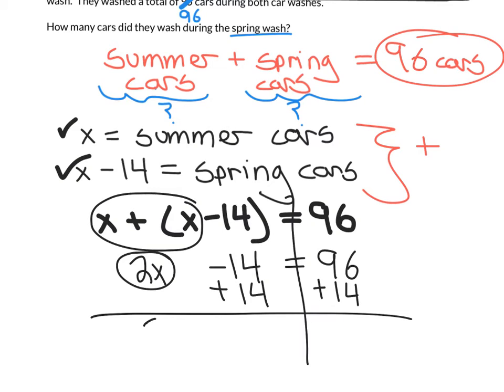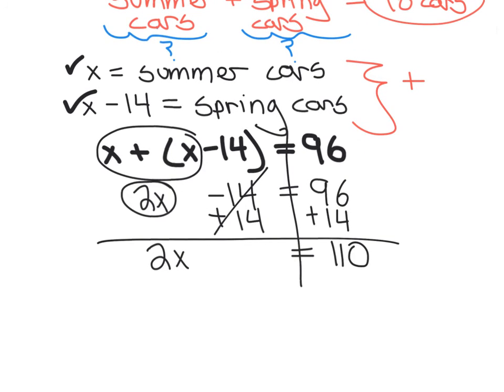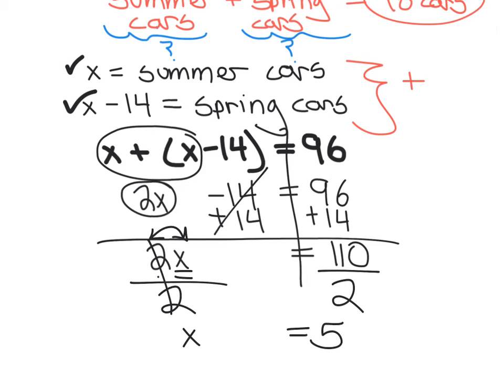I'll rewrite my problem. 2 times X. When I add opposites, I get 0, and 96 plus 14 is 110. My last step to get my X by itself is to undo that multiplication of 2 times X by dividing each side by 2. Any number divided by itself is 1, and 110 divided by 2 would give me 55 cars.